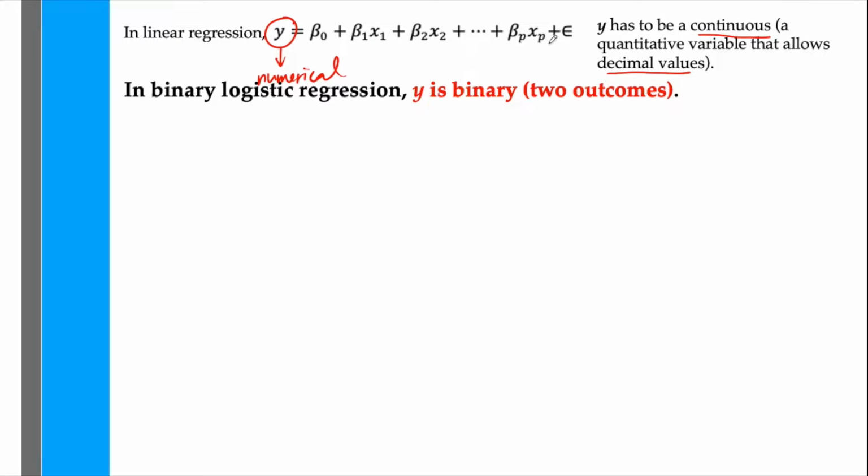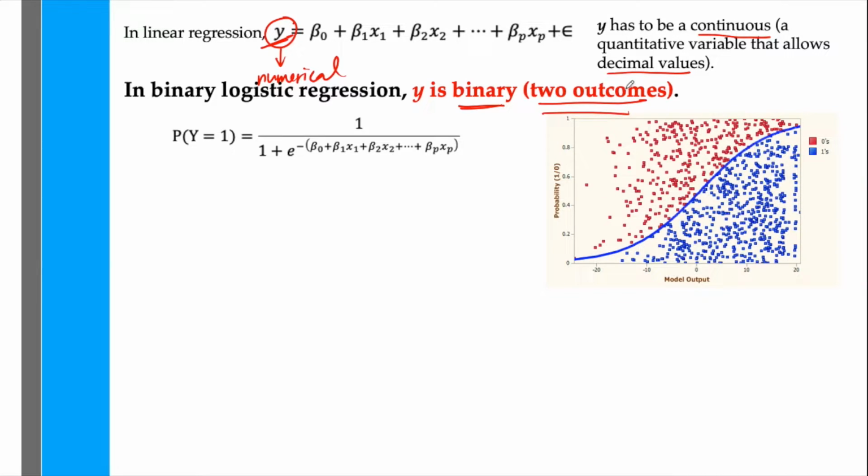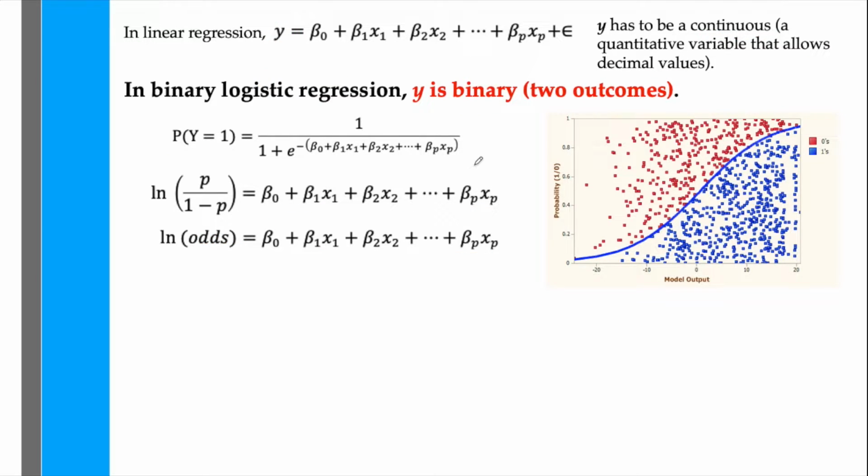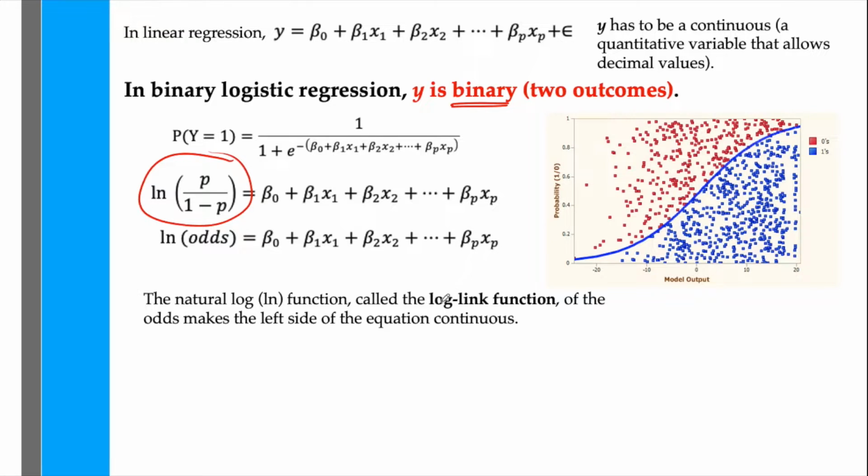However, in binary logistic regression, this y is now a binary variable, meaning a categorical variable with only two outcomes. A binary logistic regression is called a logistic regression since it's using a logistic function that models the probability that y equals 1, in which further, this equation leads to this form, wherein the left side refers to the ln of the odds, and then the right side of the equation is just like the linear regression. Now, since the left side of the equation is naturally binary, this part of the equation, which is called the log-link function, makes the left side of the equation continuous, meaning decimals are allowed already.